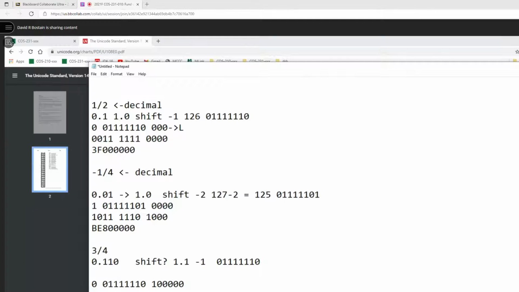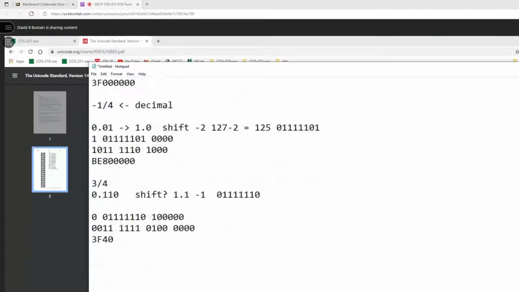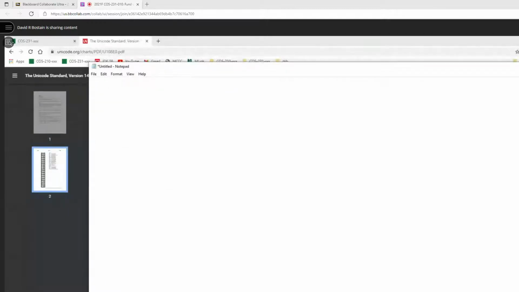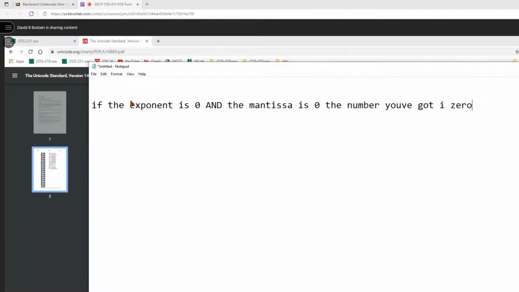Now, there are some special case numbers that we need to know about. First of all, if the exponent is 0 and the mantissa or characteristic or base, whatever we're going to call it, is 0, the number you're dealing with is 0, plus or minus 0.